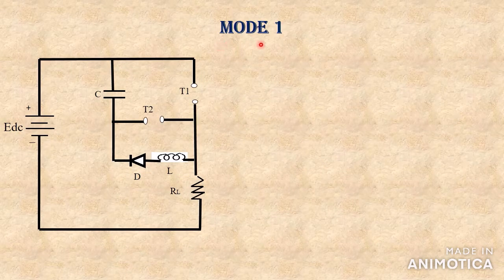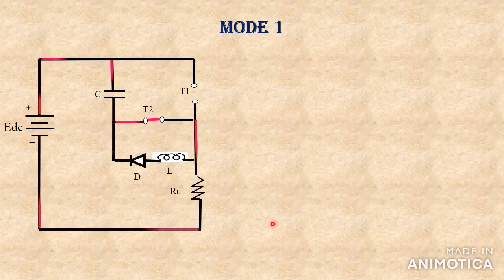So now we will discuss mode 1 operation. In mode 1, first the thyristor T2 is turned on. Once the thyristor T2 is turned on, the current will start flowing through the circuit. The current will start flowing from EDC plus through the capacitor, through the conducting thyristor, through the load, and completes its path through EDC minus.